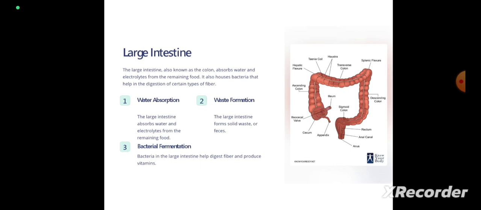Large intestine. The length of the large intestine is 1.5 meters. It consists of 3 parts: cecum, colon and rectum. The main function of the large intestine is absorbing essential vitamins produced by gut bacteria, converting food into feces, and finally reclaiming water from feces. The processes of the large intestine are: first water absorption, second waste formation, third bacterial fermentation.